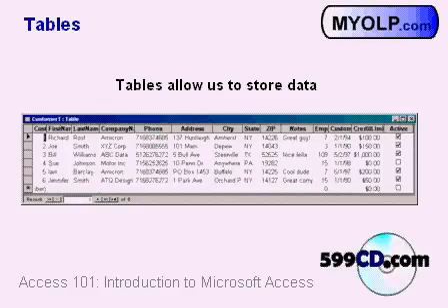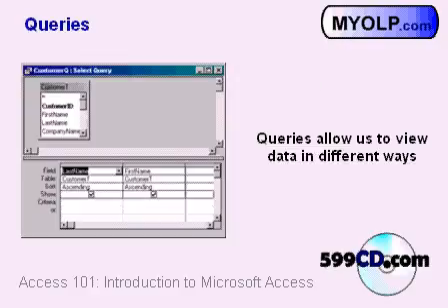Tables allow us to store data. All the data in our Microsoft Access databases will be stored in one or more tables. If you are familiar with Excel, you can kind of think of a table as a spreadsheet. But tables are much more powerful because you can define the types of information that goes into the tables. Now, tables by themselves don't really do much.